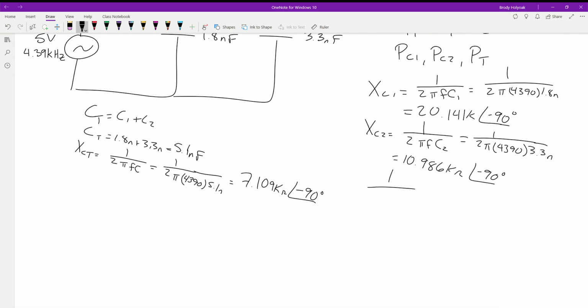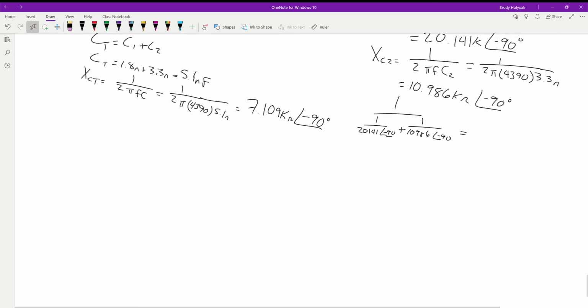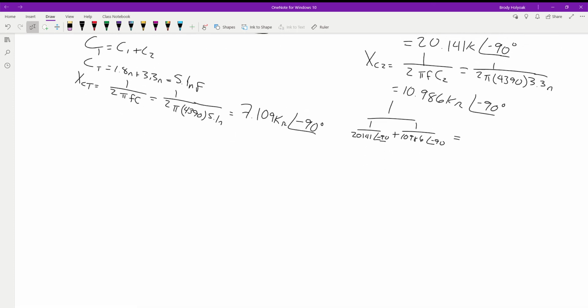So we take 1 over 20,141, 10,986 at negative 90. So when we go through this process, we're going to follow these exact same steps. We're going to keep the angles, we're going to take the reciprocals of them. When we take the reciprocals of these guys, what we're going to see is these guys are going to flip signs. So what's the reciprocal of 20,141? Yeah, 1 over 20,141. What's that value?